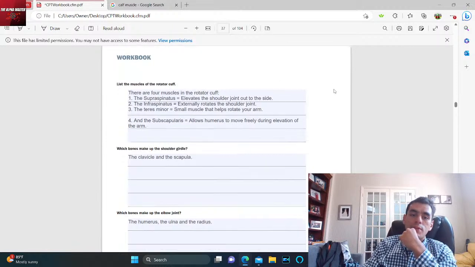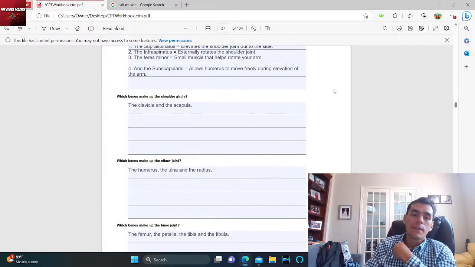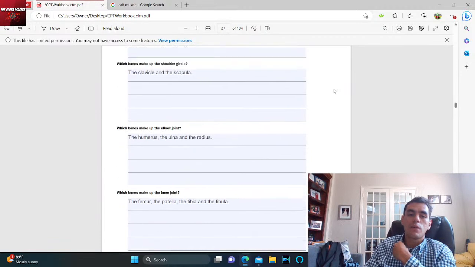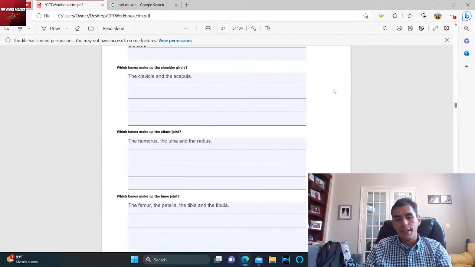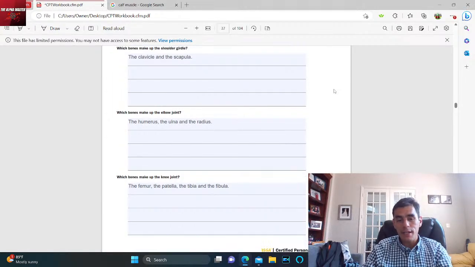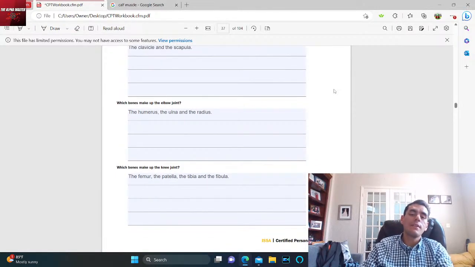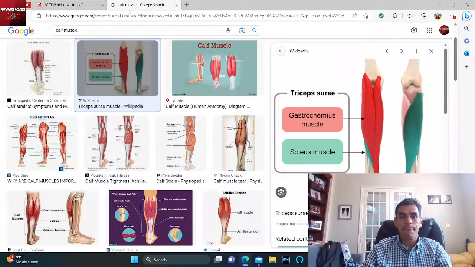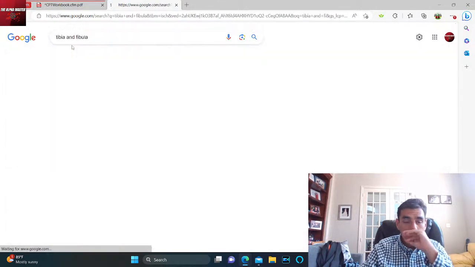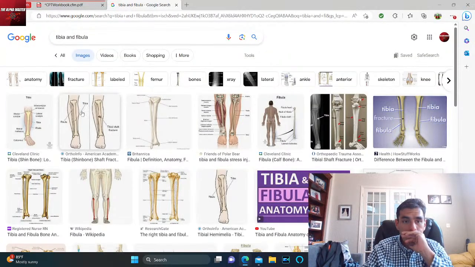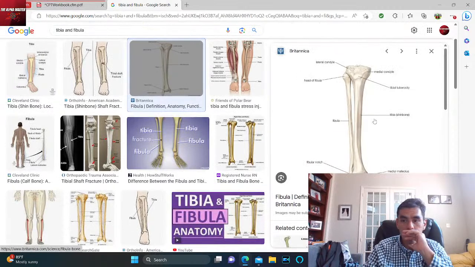Bones that make up the shoulder girdle are the clavicle and the scapula. Bones that make up the elbow joint are going to be the humerus, the ulna, and the radius. And the bones that make up the knee joint are going to be the femur, the patella, the tibia, and the fibula. The tibia is longer than the fibula. Here it is too.